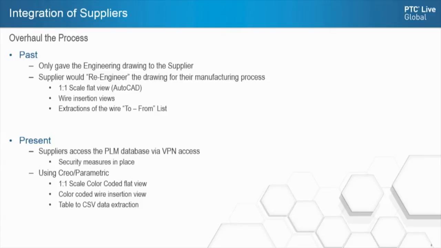When I moved into the engineering side, I had worked in IT for 10 years. All we did was give our suppliers the engineering drawing, and it was really an image of the engineering drawing, a TIFF image. So they had to re-engineer our drawings in their own local CAD tools, AutoCAD, paper and markers, you name it, and then extract the wire to-from list manually.